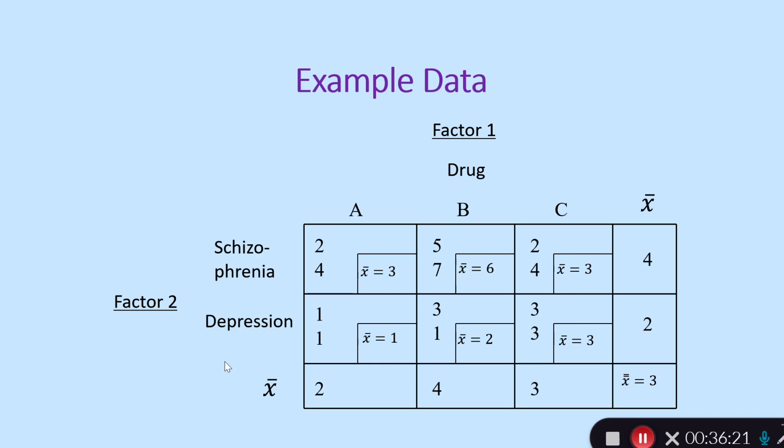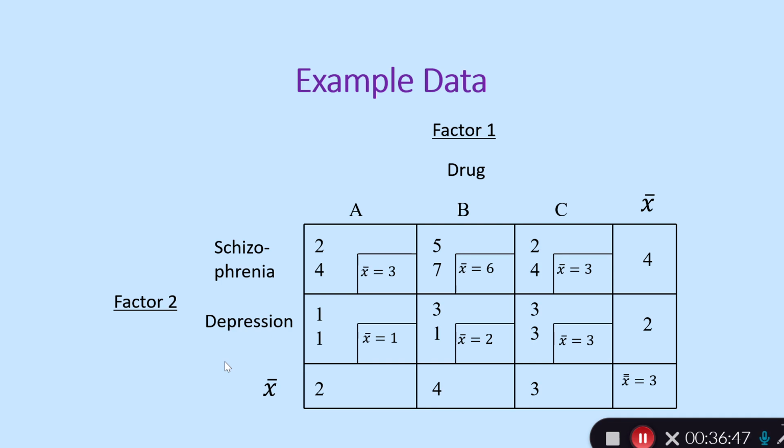Two people with depression were given drug A, and the first showed a mean improvement score of 1, the second showed a mean improvement score of 1. And you can see in these cells there's some additional information that's been made available. So the mean for each group, X bar, is shown there. So for the first cell, schizophrenics who took drug A, the mean is 3. Schizophrenics who took drug B, the mean is 6. X bar equals 6 in that case.